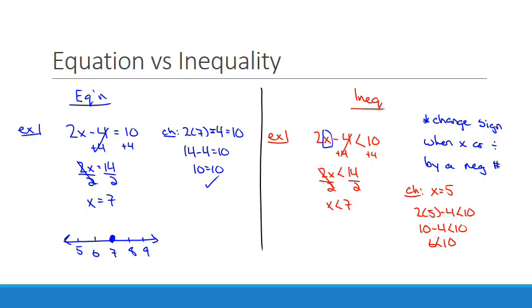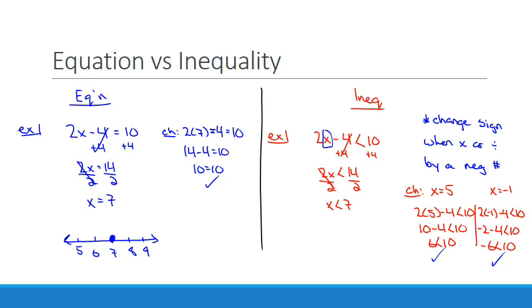So there's a range of values. Let me just show you one more. Let's try to sneak it in right beside. Let's say x is negative 1, because that's less than 7. 2 times negative 1 minus 4 is less than 10. Negative 2 minus 4, less than 10. Negative 6 is definitely less than 10. So in both these cases, they were values under 7, and they both worked. So I get a range of answers.